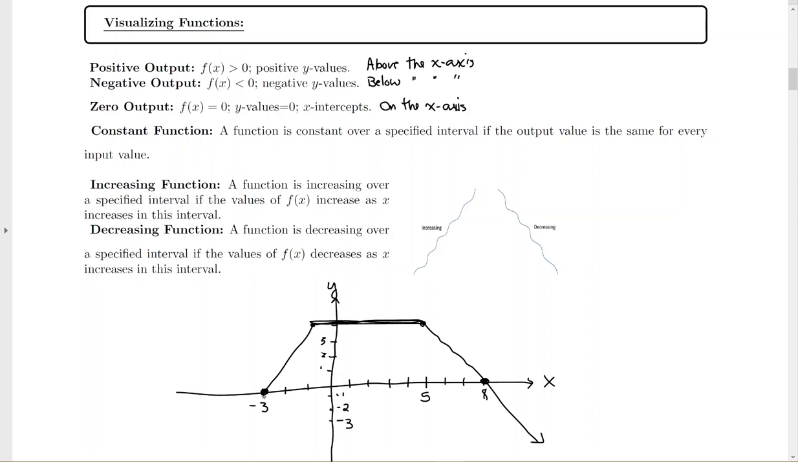Increasing function. All right, going from left to right, if my finger goes uphill, it's an increasing function. If I go from left to right and my finger goes downhill, then it's a decreasing function. And if it doesn't go up or down, then it's constant. So we have increasing over here. Then it goes constant. Then it goes downhill or decreases.